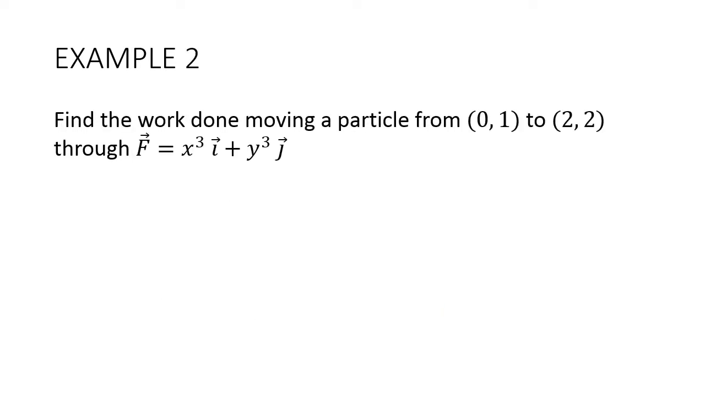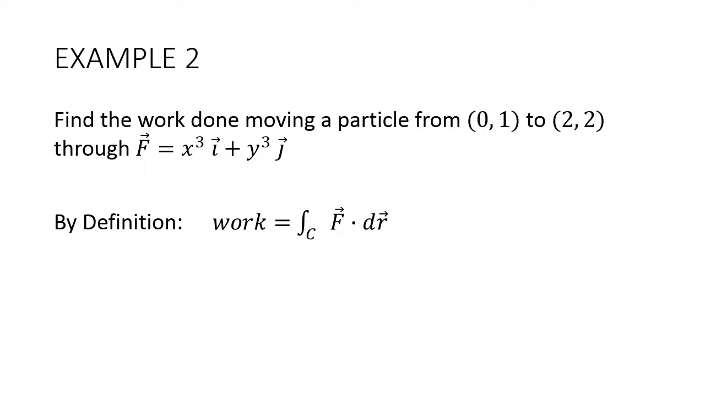For our second example, we're asked to find the work done from moving a particle from the ordered pair (0, 1) to the ordered pair (2, 2) through a vector field given as x cubed in the i hat direction and y cubed in the j hat direction. All right, so just to refresh our memories, by definition, work is equal to the line integral over the curve C of F dot dr.